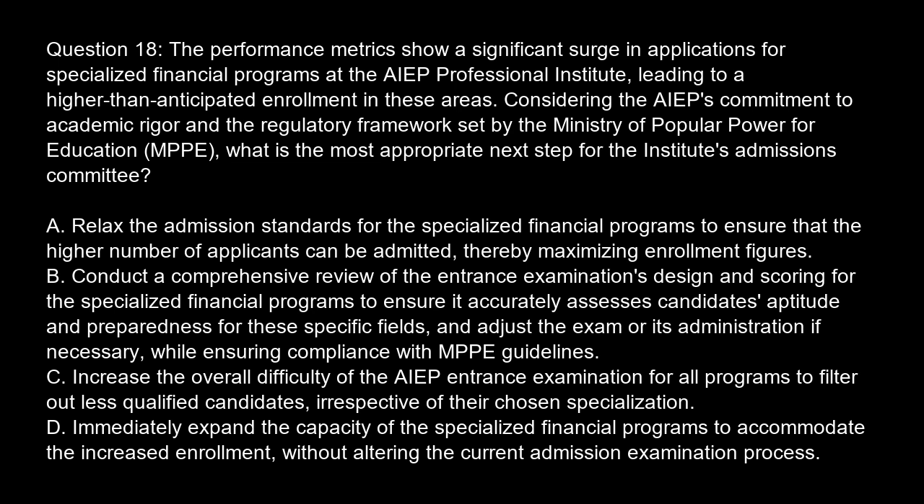Option C. Increase the overall difficulty of the AIEP entrance examination for all programs to filter out less qualified candidates, irrespective of their chosen specialization. Option D. Immediately expand the capacity of the specialized financial programs to accommodate the increased enrollment, without altering the current admission examination process.